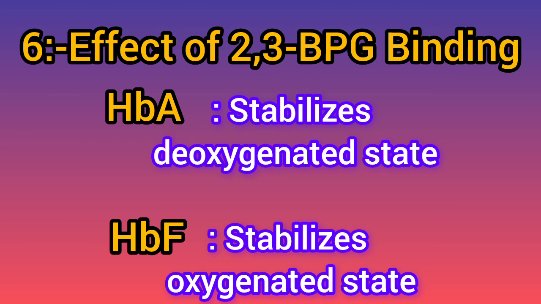2,3-BPG binds to the beta subunit of the deoxygenated state of adult hemoglobin through electrostatic interactions, and it will stabilize the deoxygenated state. Therefore, the affinity of adult hemoglobin towards oxygen will decrease, but in fetal hemoglobin, because of the presence of the gamma chain, it will bind poorly to 2,3-BPG. Therefore, it will stabilize the oxygenated state or the R state, and therefore the affinity of fetal hemoglobin towards oxygen will increase.